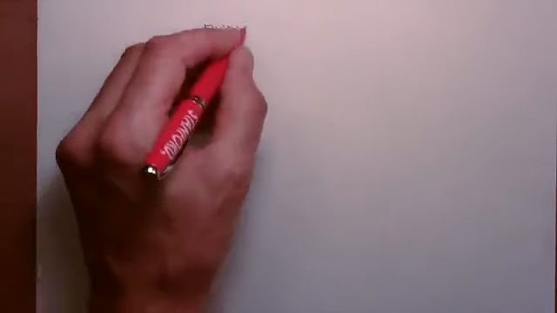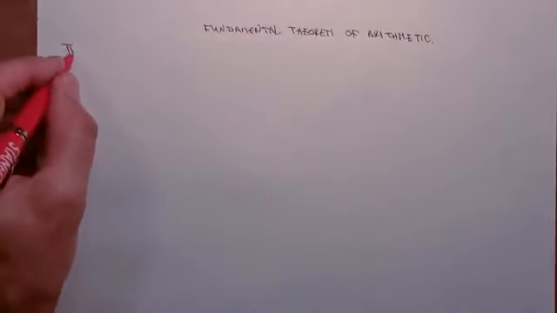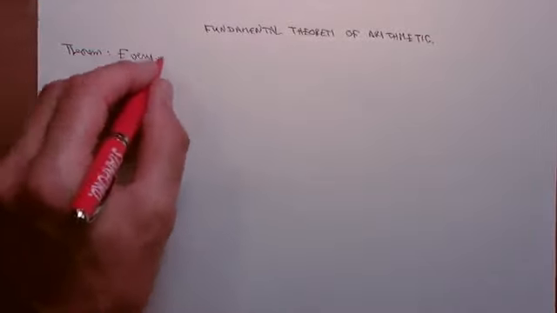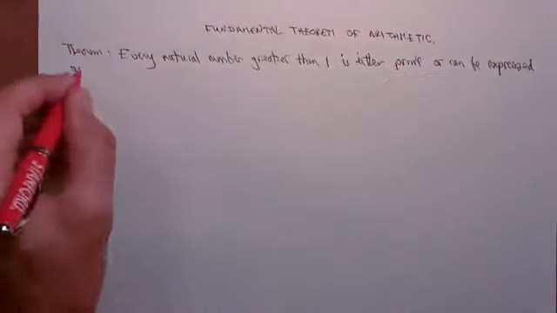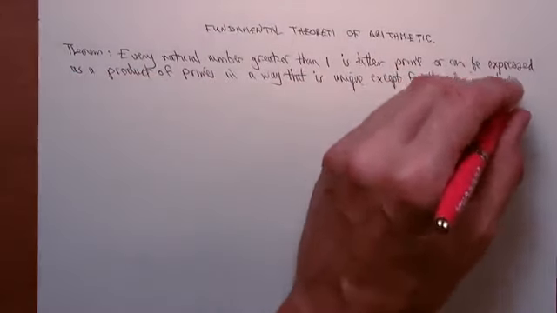Okay, it's time to prove the fundamental theorem of arithmetic. Theorem. Every natural number greater than 1 is either prime or can be expressed as a product of primes in a way that's unique except for the order in which they are written.